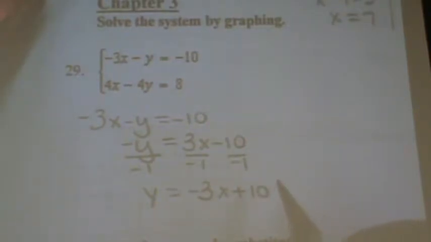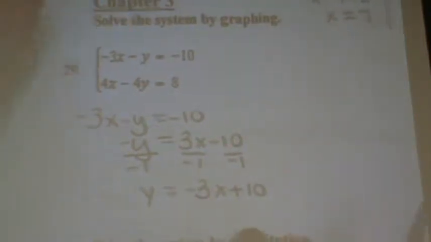So how do you graph that? Well, you begin at 10 on your y-axis. Here's my y-axis, there's 10. And the slope is negative 3, so you go down 3 and over 1. Down 3 and over 1. So here's this graph. That's that line.